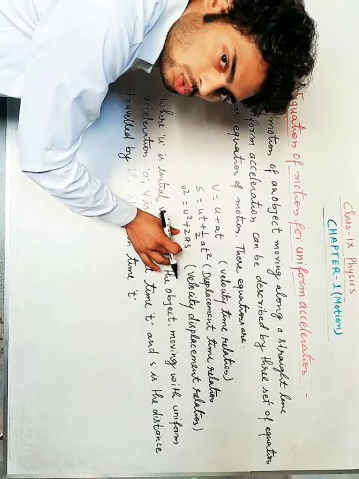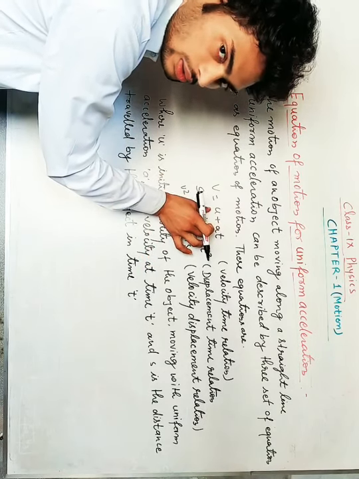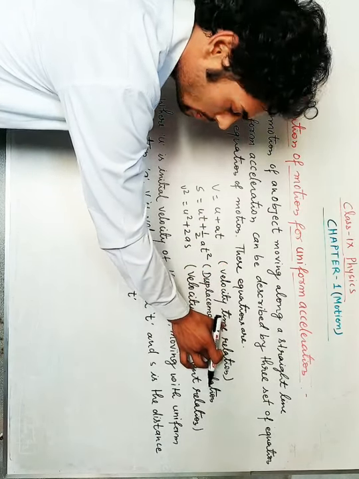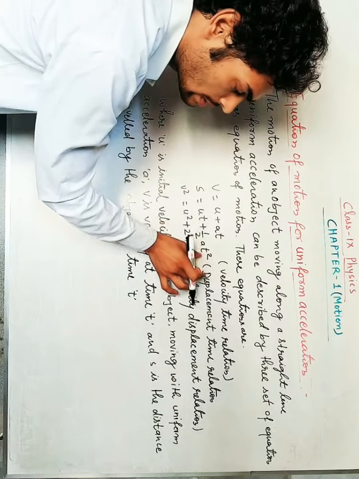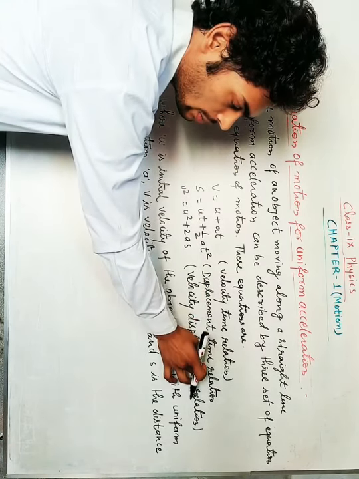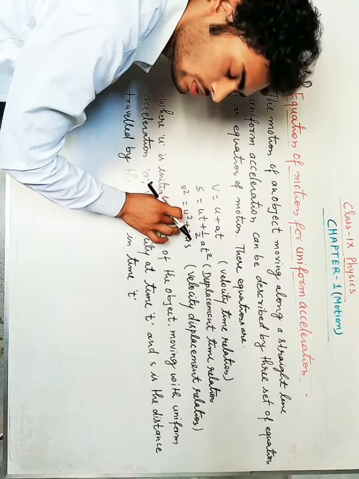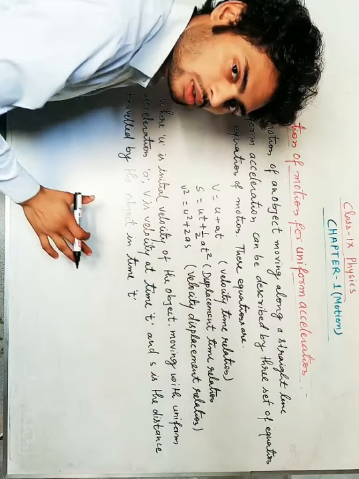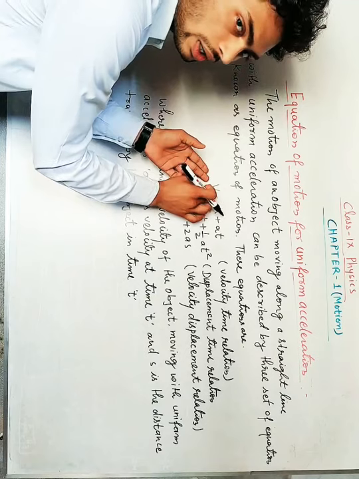v square equal u square plus 2as. v equal u plus at is also known as the velocity time relation, and s equal ut plus half at square is also known as the displacement time relation. And the third equation of motion, v square equal u square plus 2as, is also known as the velocity displacement relation, where v equal final velocity.